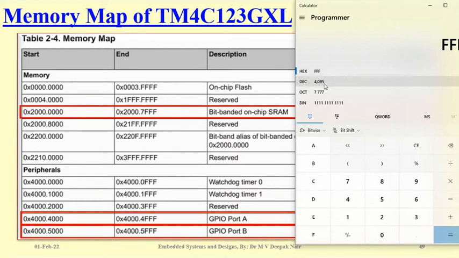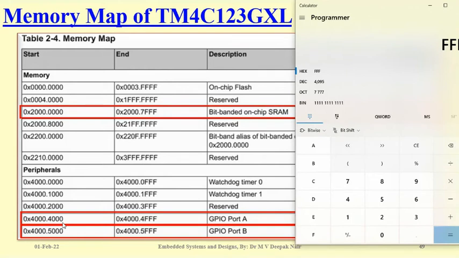I will show you that also. Each register again is of 8 bit. The addresses are 32 bit. You see here the address, 4000. This is the address, and it is a 32-bit address. But in that address, the data is of 8 bit. Okay, so we will go through that.